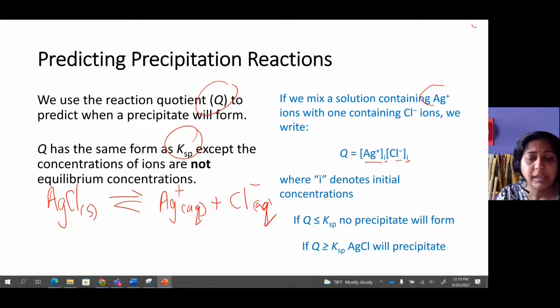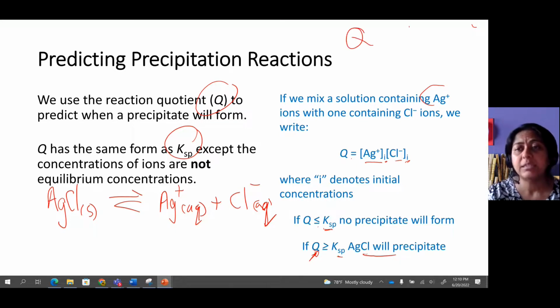If the Q is equal to or less than the Ksp value, no precipitate will form. But if the Q value is greater than Ksp, the silver chloride will precipitate. That is how we predict whether a precipitate forms, by comparing the Q and Ksp values.